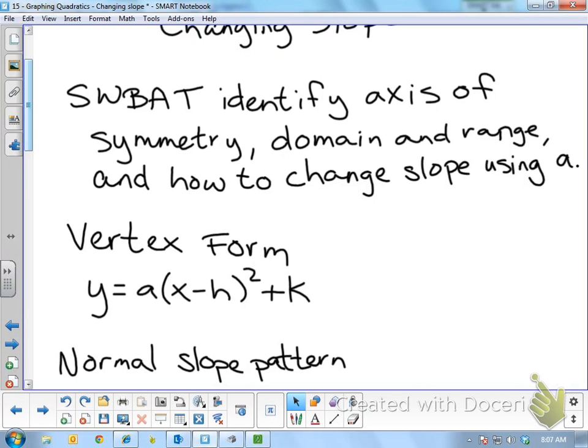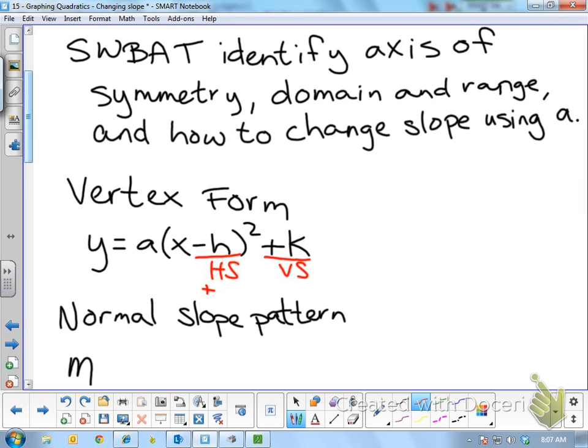So in vertex form, we talked about during the homework that h is our horizontal shift, k is our vertical shift, and the signs each told us a direction to go in. Our horizontal shift, when it was positive, it actually meant go left. Negative, go right. And vertical shift, we learned if it was positive, we go up. Negative, we go down.